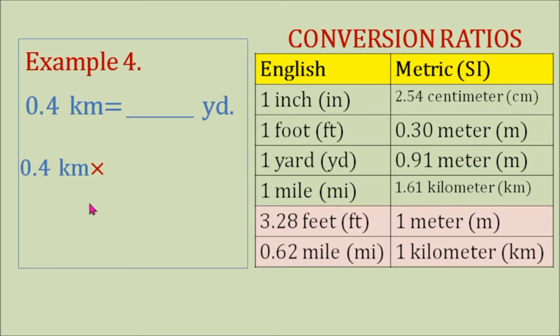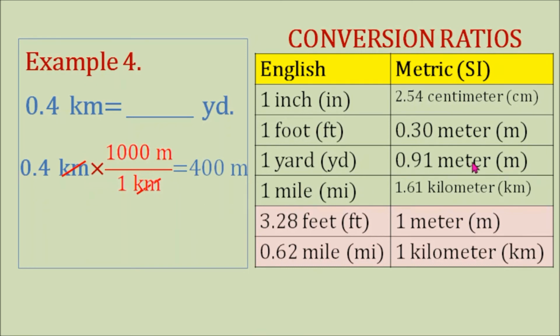So we know that 1 kilometer equals 1,000 meters. So we are going to make a fraction showing kilometer on the denominator, and that's 1000 m over 1 km. So we cancel out the km, and then 0.4 times 1000 m equals 400 m.